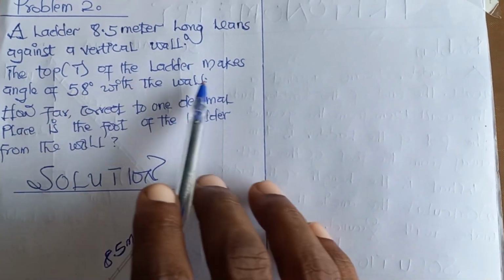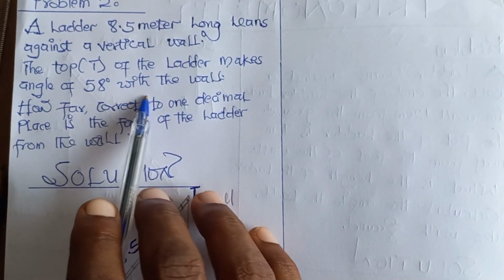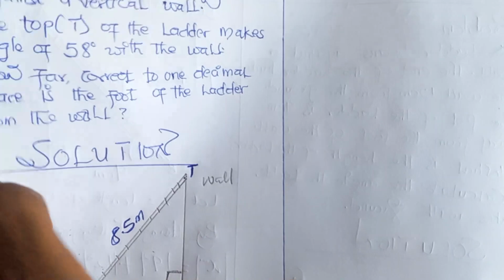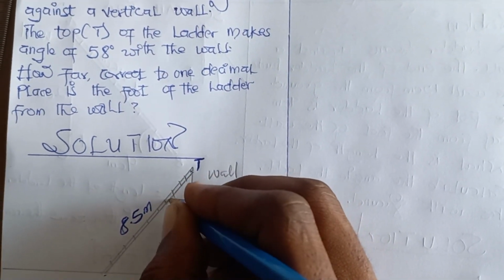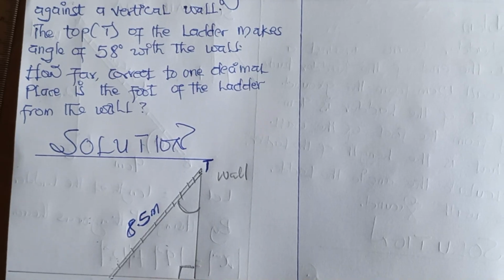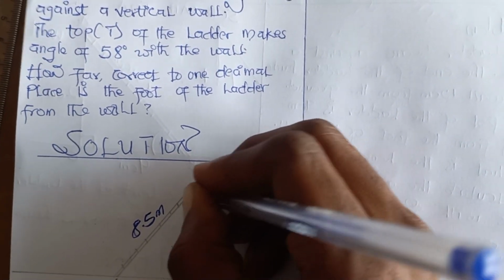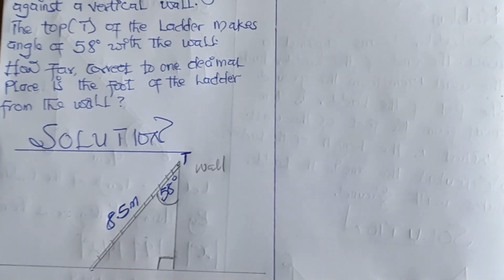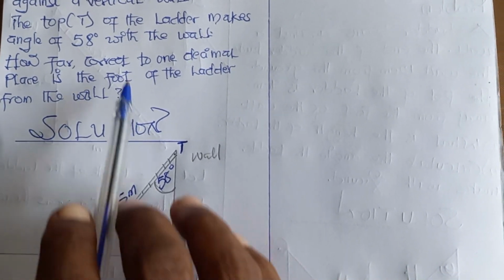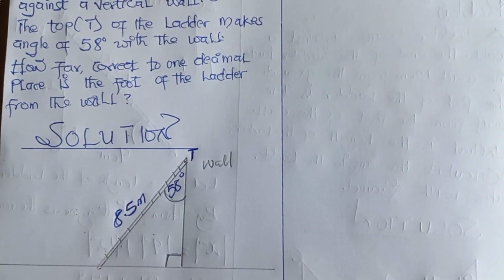So it makes an angle of 58 with the wall. So this is what they are talking about: the angle the ladder makes with the wall, 58 degrees. Good. And they say the foot, F.